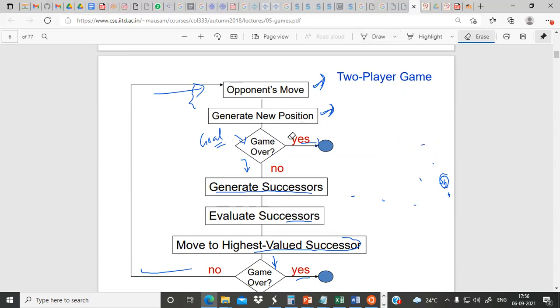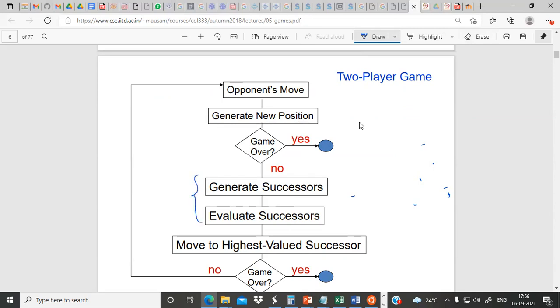a two-player game. So here our goal is to maximize our output, our successor, but the opponent's goal is to minimize our value, our point, right? So what we have discussed in the previous slide is the generic case. This is how generally the concept works.